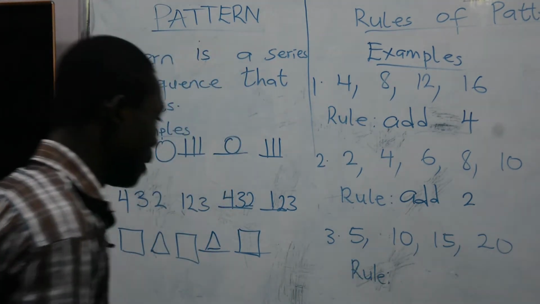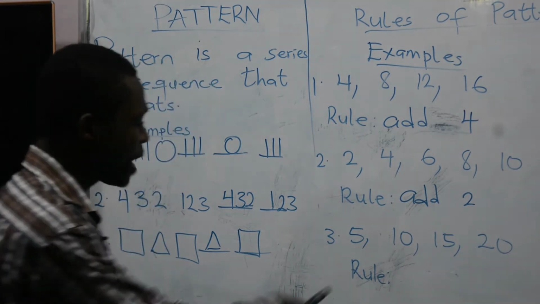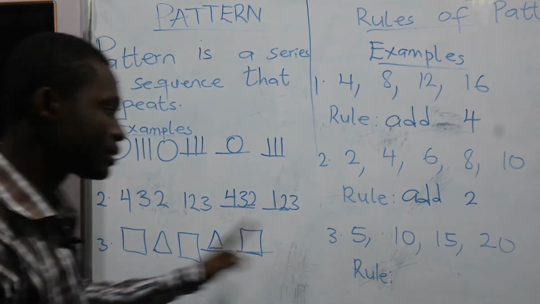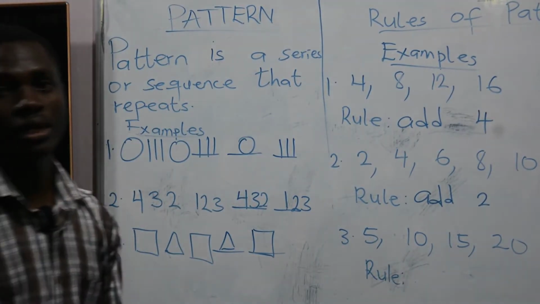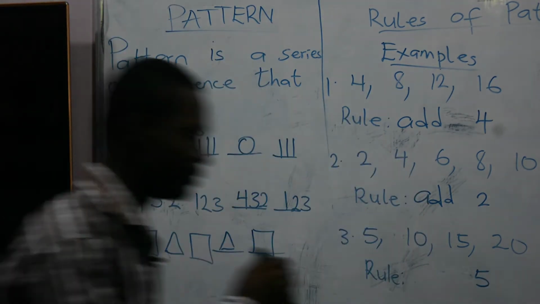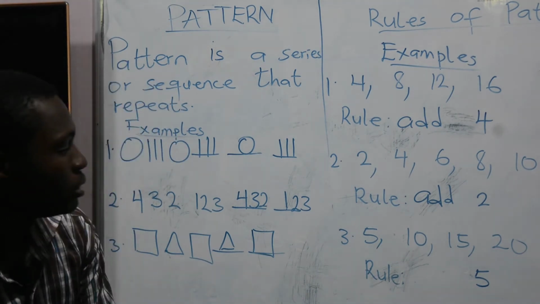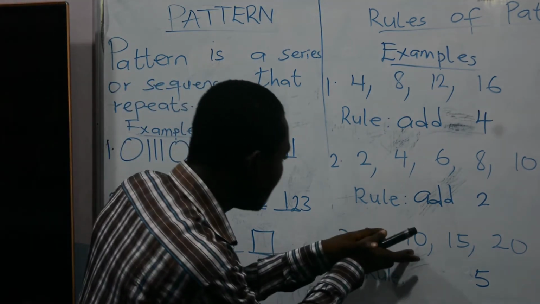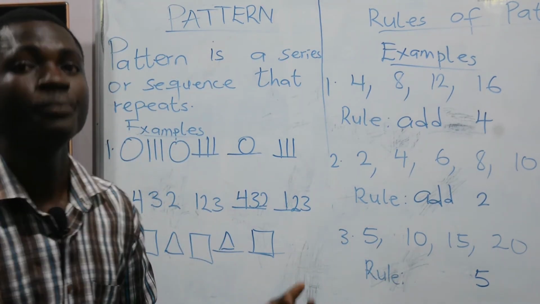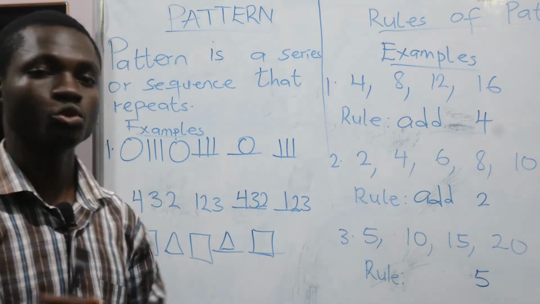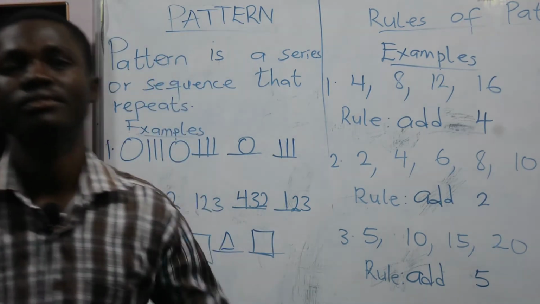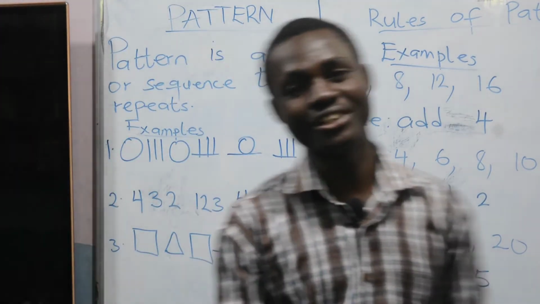Let's look at the last example. We have here 5, 10, 15, 20. So first, find the differences. So what is going to be the answer? 5. Then you write your 5 here. Now the next is, here is 5. Here is 10. What did we do to get the 10? We added 5. So it means you just write add 5. That is all. Very, very simple.